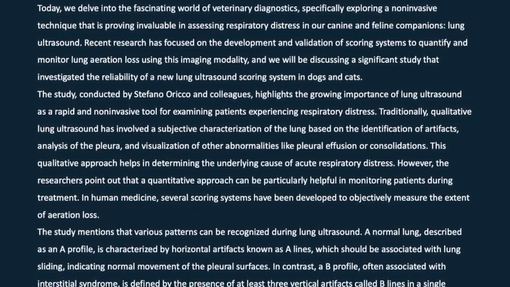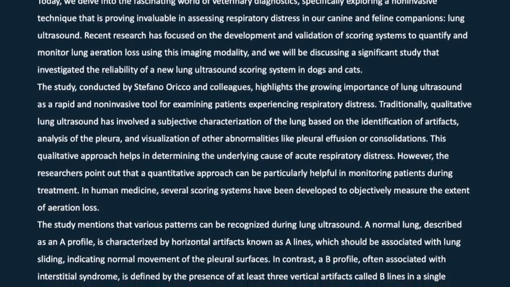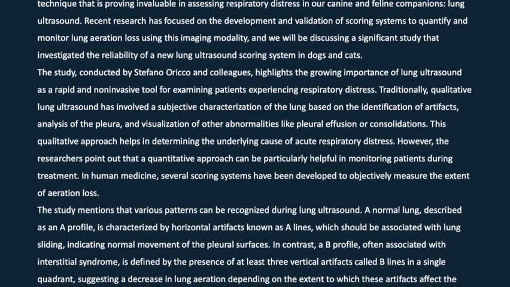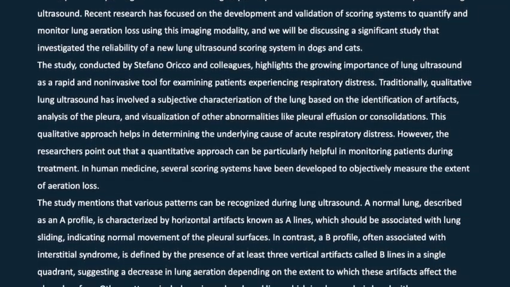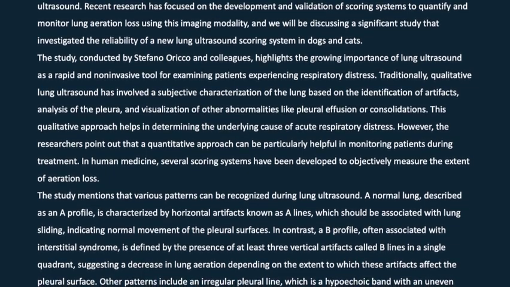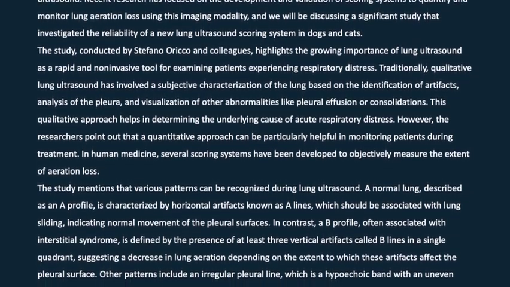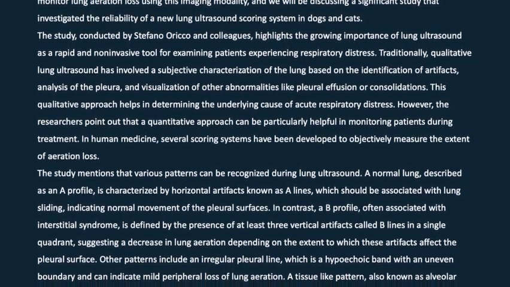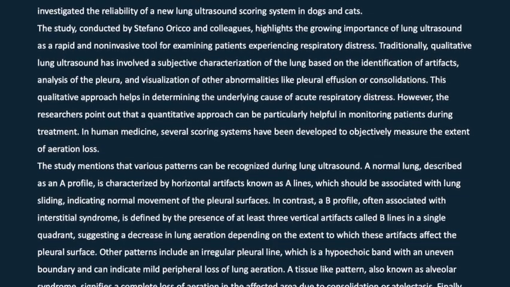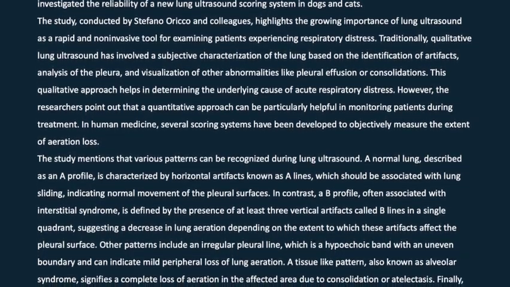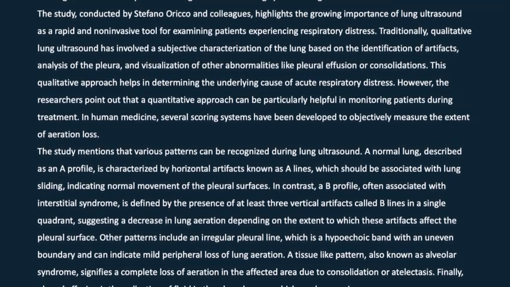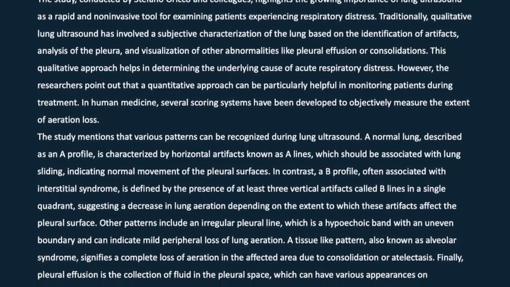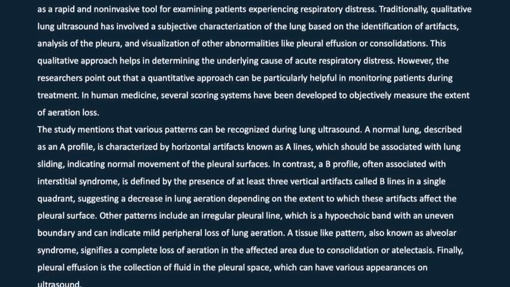The study, conducted by Stefano Orrico and colleagues, highlights the growing importance of lung ultrasound as a rapid and non-invasive tool for examining patients experiencing respiratory distress. Traditionally, qualitative lung ultrasound has involved a subjective characterization of the lung based on the identification of artifacts, analysis of the pleura, and visualization of other abnormalities like pleural effusion or consolidations. This qualitative approach helps in determining the underlying cause of acute respiratory distress. However, the researchers point out that a quantitative approach can be particularly helpful in monitoring patients during treatment.